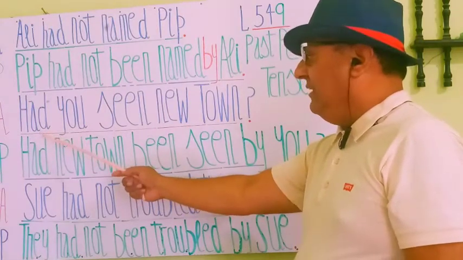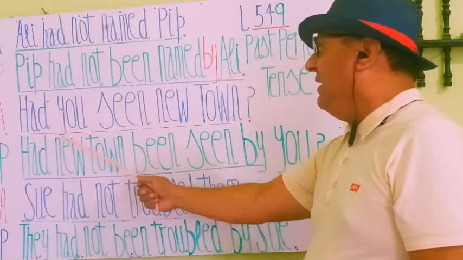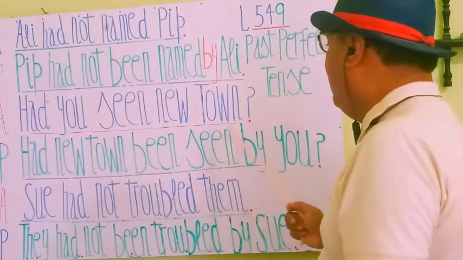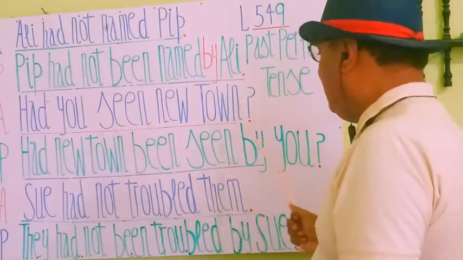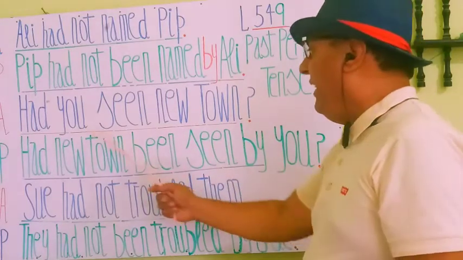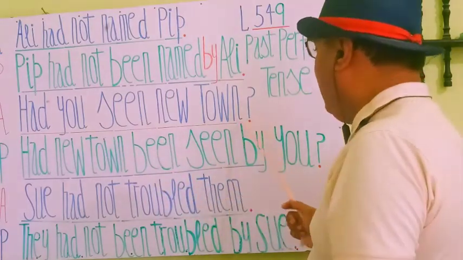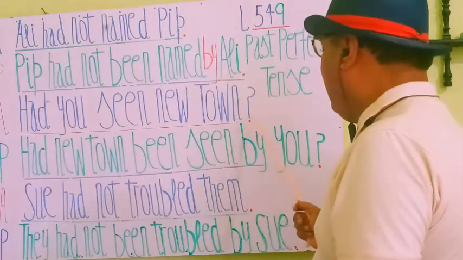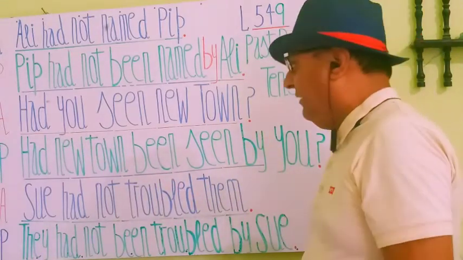You see, my students, that the active statement is: Had you seen Newtown? Had you seen Newtown? This is a question. This is a questionary statement.